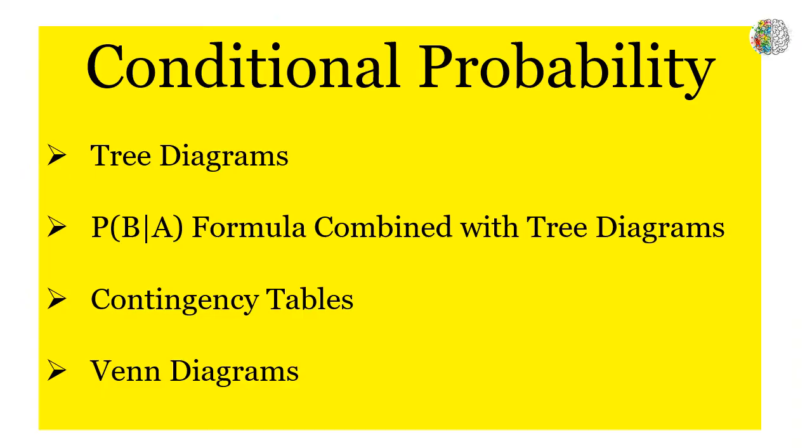To summarize, there are 4 easy ways to solve conditional probability problems: using tree diagrams, using the conditional probability formula in combination with tree diagrams, contingency tables, and Venn diagrams.